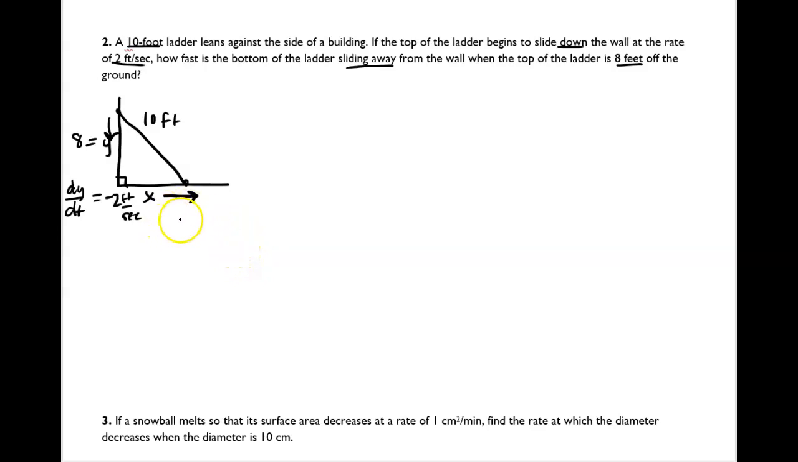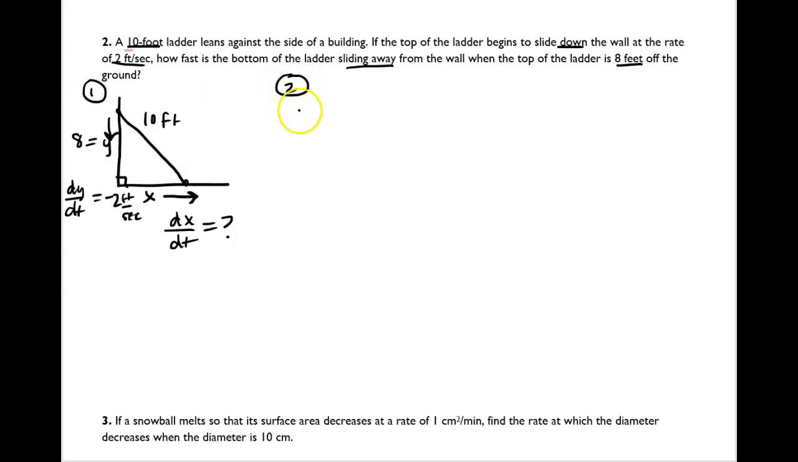What I'm trying to find is dx/dt, how fast I'm sliding away from the wall. Now, I don't know what my x is, but I could figure out what x is if I need to. We'll see if we need to. We can come back to it. But what we want to think about now, that was step 1.